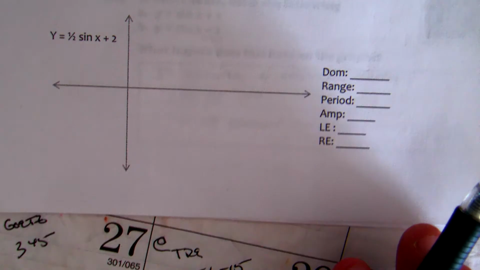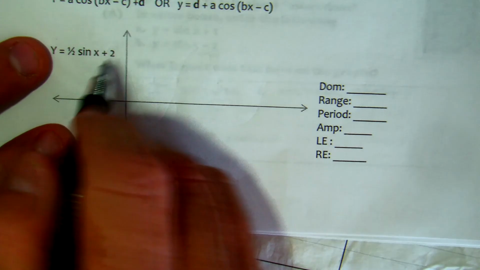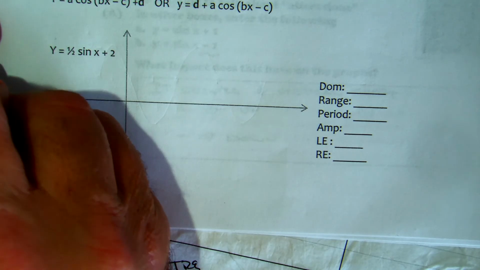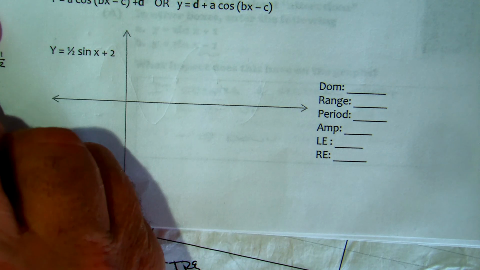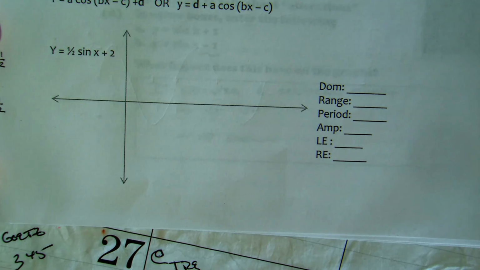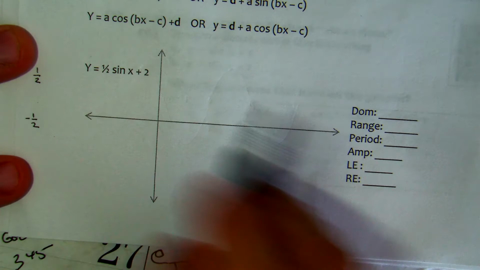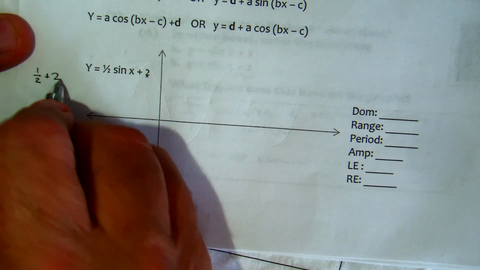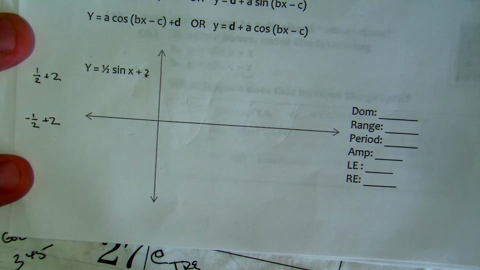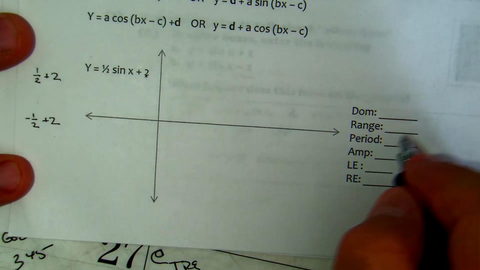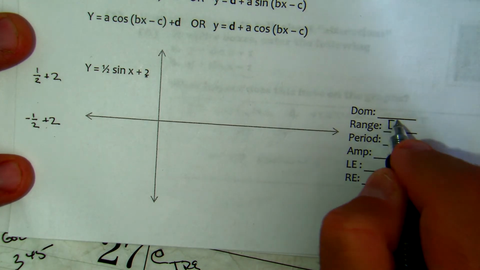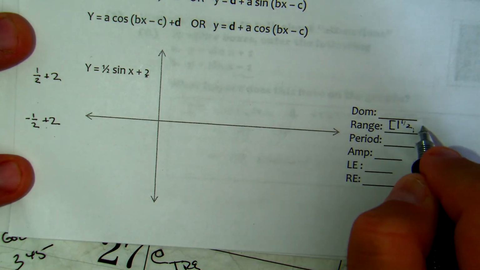So in other words, if I look at this, 1/2 sine x plus 2. Okay? So that means normally my max would be at 1/2, my minimum would be at negative 1/2. All you do is you take this value and you add to it. 1/2 plus 2 is 2.5. Negative 1/2 plus 2 is 1.5. So my range shifts up too. So 1.5, 2.5.